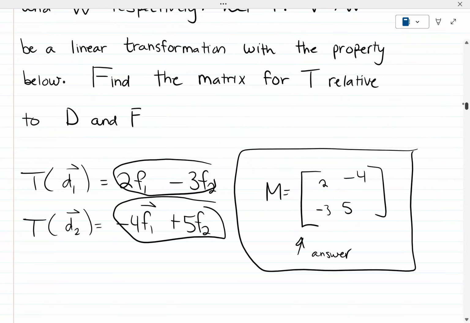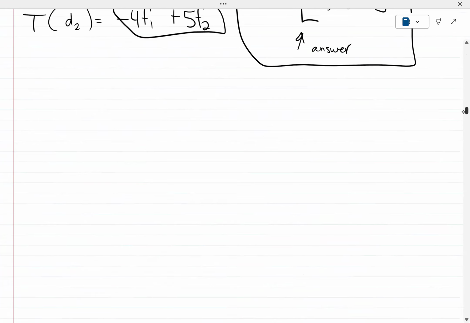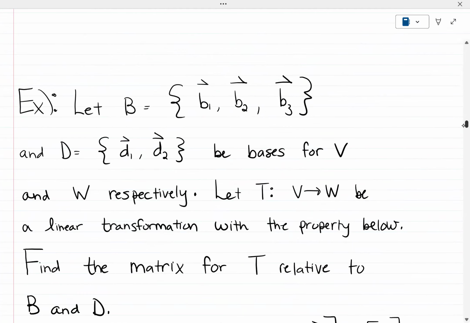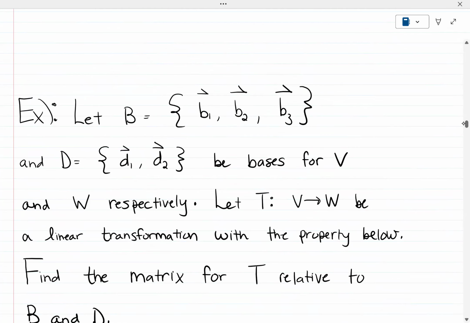Let's move on and do another example. The example says let B equals {b1, b2, b3} and D equals {d1, d2} be bases for V and W respectively. Let T from V to W be a linear transformation with the property below. Find the matrix for T relative to B and D.